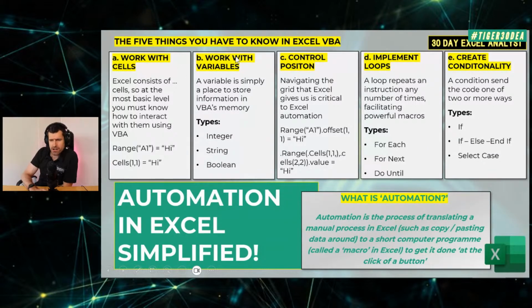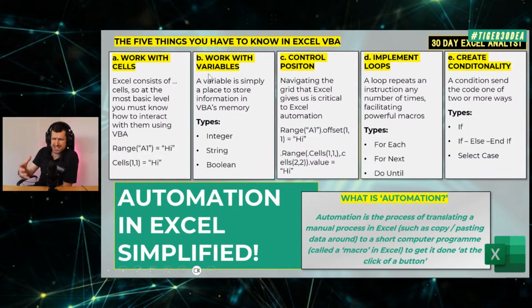I'm not going to go into these in detail now, but we do have Automation Week later in the program, where we're going to go through the 5 areas of Excel VBA practice. Firstly, you've got to be able to work with cells. Excel gives us those cells, so we've got to be able to interact with them in Excel VBA. Got to work with variables.